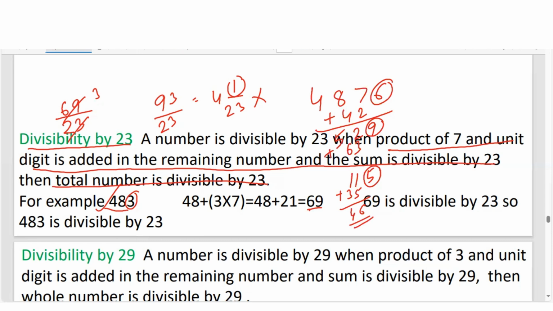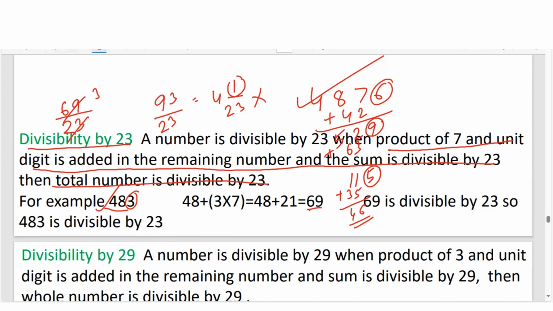You know well, 23 twos are 46, so 46 is divisible by 23. So this number is also divisible by 23. So any number that is given, we can check very easily. Just multiply the unit digit by 7 and add the product to the remaining number, and if the result is divisible by 23, the total number will be divisible by 23. If the result is again large, repeat the same process up to a smaller number, just like we have done here up to 46. Now we also know 46 is divisible by 23.